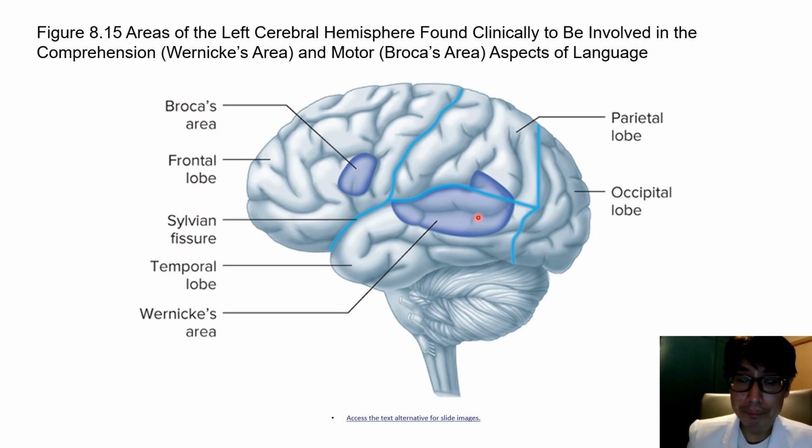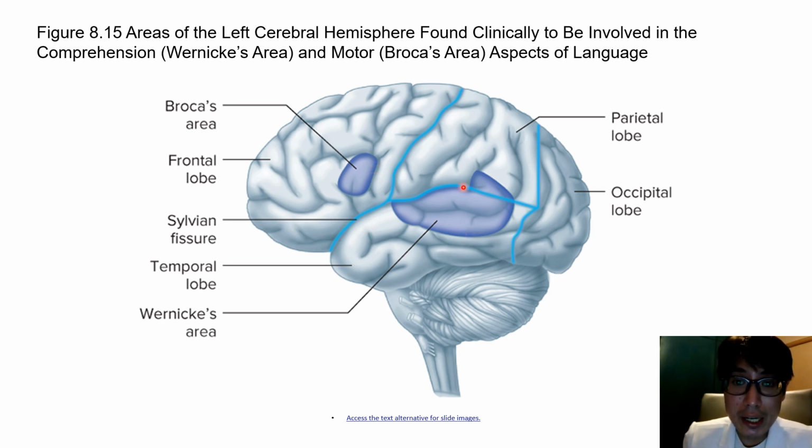Which is why, if this part of the frontal lobe is damaged, is diseased, this can lead to a disease called Broca's aphasia, wherein the patient can understand language but is unable to correctly express it, vocalize it, and write what he or she wants to say.